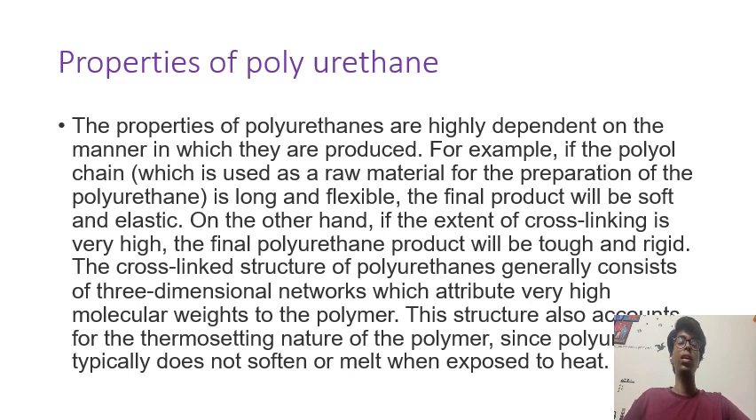On the other hand, if the extent of cross-linking is very high, the final polyurethane product will be tough and rigid. The cross-linked structure of polyurethanes generally consists of three-dimensional networks which attribute very high molecular weights to the polymer. This structure also accounts for the thermosetting nature of the polymer, since polyurethanes typically do not soften or melt when exposed to heat.